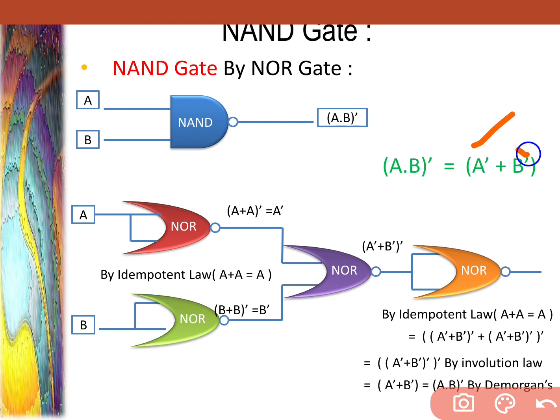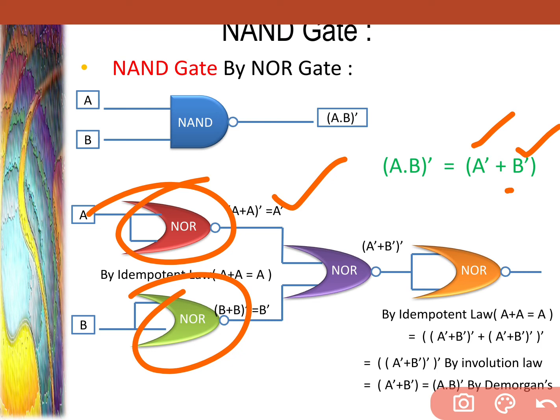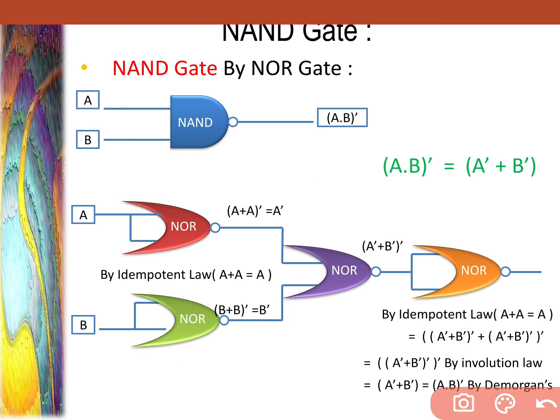This one is easy for us. How are we going to create A dash? Yes, it is possible to create A dash. How to create B dash? It is possible to create B dash. And then I am sending it through the NOR gate. What I am getting? This A dash plus B dash whole dash. And I don't want that whole dash. Then again I am sending it 2 times. Then what happened? The same thing written 2 times. The idempotent law says we can write it 1 time. And again we can apply the involution law. Dash dash will be cancelled, and we are getting A dash plus B dash.